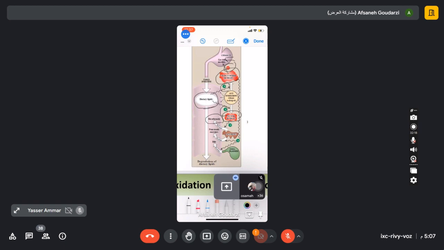Cholecystokinin also has a positive effect on the pancreas and gallbladder. On the pancreas, by its positive effect, it releases pancreatic enzyme, and the gallbladder releases bile. Therefore, pancreatic enzyme, bicarbonate and bile result in degradation of dietary lipid.